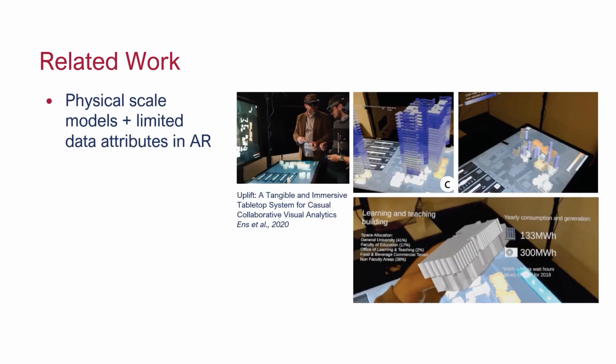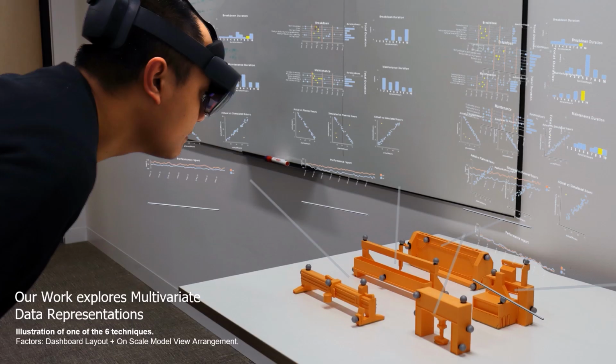A few prior studies have explored the utilizations of physical scale models for data visualization in AR. For instance, among several existing examples, the Uplift system by Ens et al. places visual marks representing spatiotemporal attributes on top of the building scale models. While these studies have demonstrated the potential of such systems for representing complex data, there is still limited exploration of techniques for visualizing multivariate data with multiple charts per scale model.